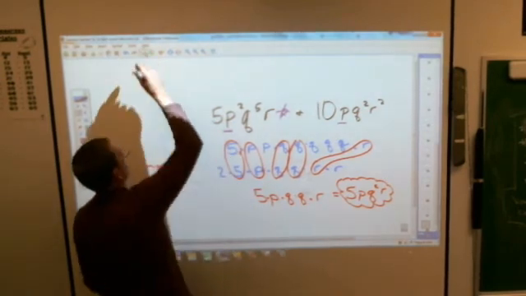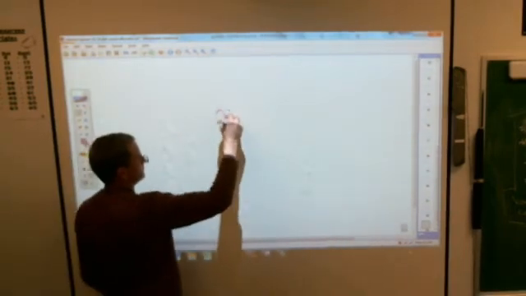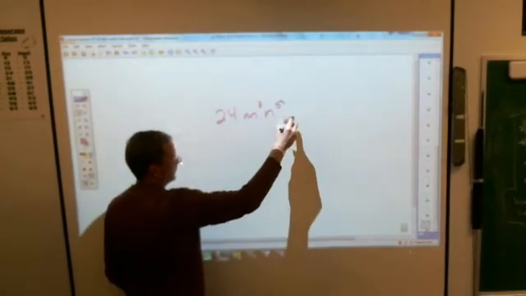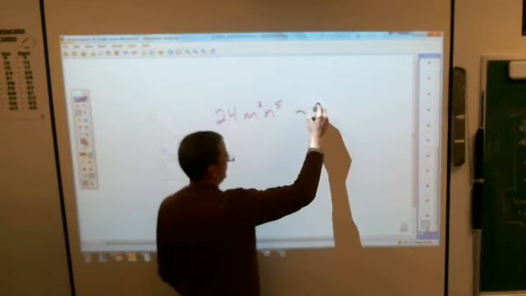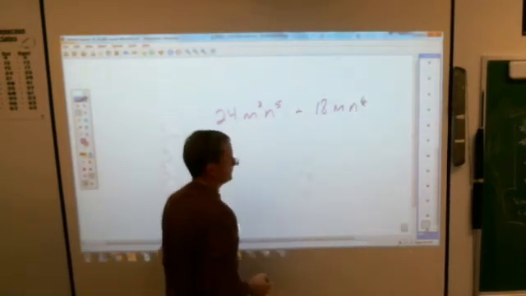Let's look at that in light of something a little more difficult here. Did I go too fast for you, please? No. 24m to the 3rd, n to the 5th, and 18m n to the 6th.